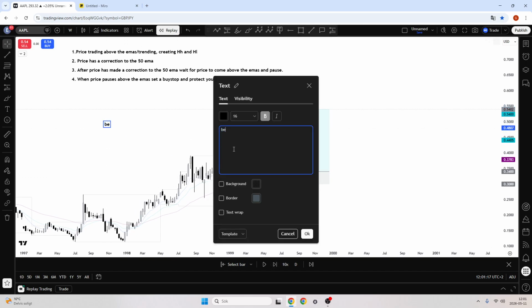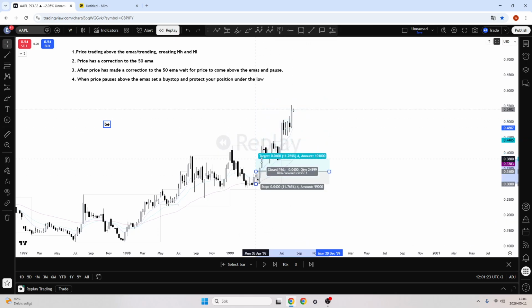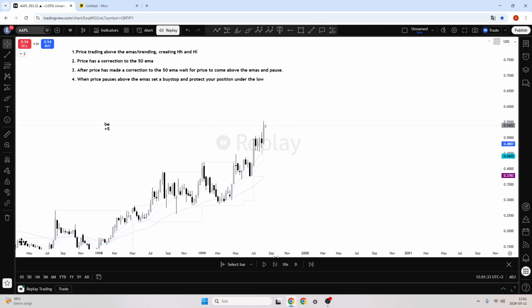So we will close our full position right here, and when price came 1-to-1, we will simply move our stop loss to the break even point. So let's close that.